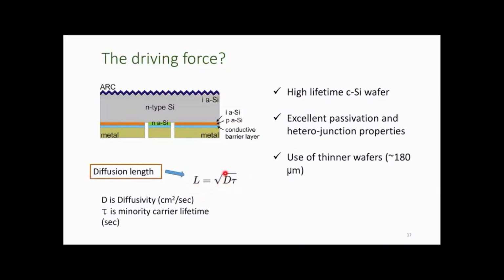What about this diffusivity? Diffusivity is a constant or the diffusion coefficient, and it depends on the doping or the mobility of your material. So for a fixed doping concentration crystalline silicon wafer, the diffusivity is fixed. Now, if you are choosing a very high quality lifetime wafer, this lifetime is high, therefore you are getting high diffusion length of your minority carriers across this device.